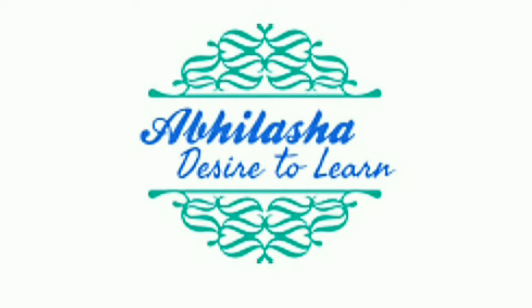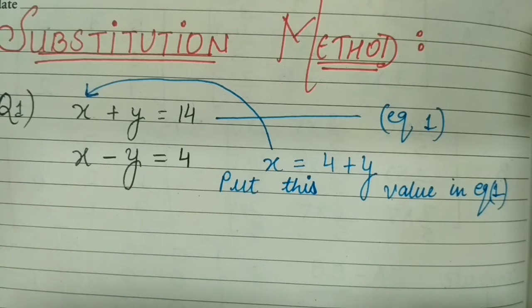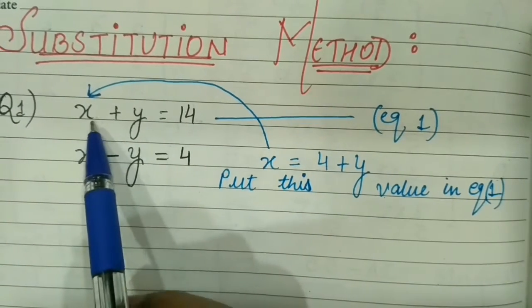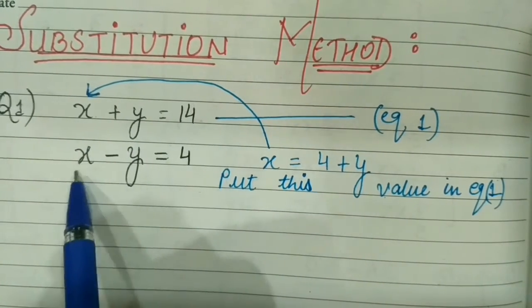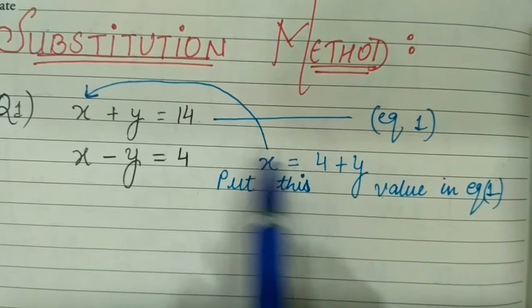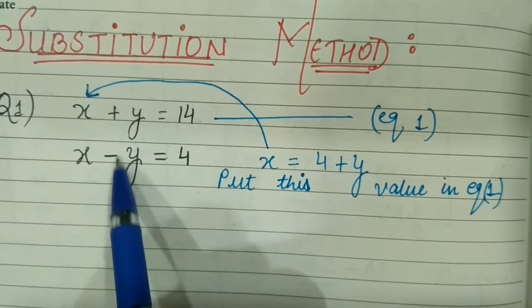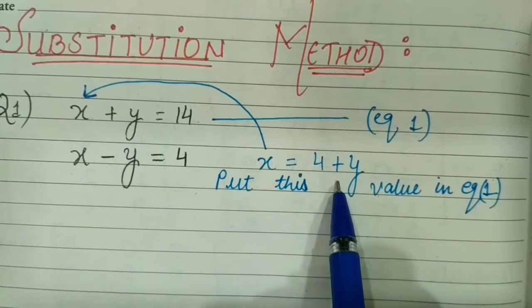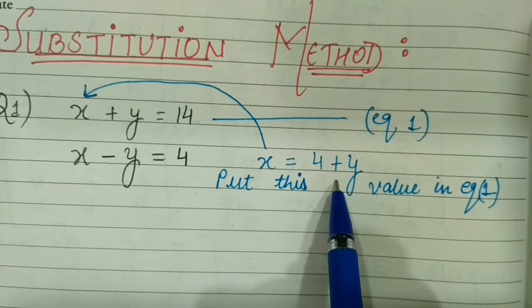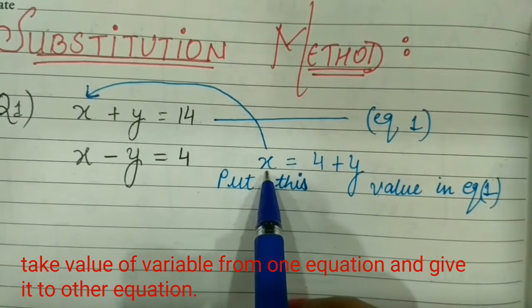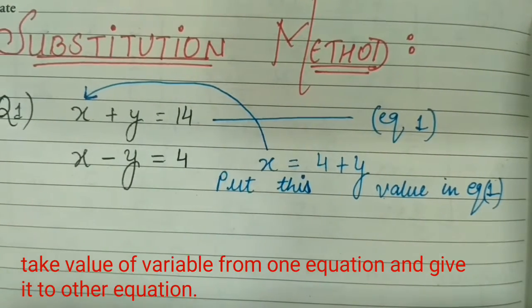In this video, we are going to discuss how to solve linear equations in two variables by the substitution method. Question 1 is x plus y equals 14, x minus y equals 4. When the variable y goes from LHS to RHS, the negative sign will turn positive. So the value of x is 4 plus y.